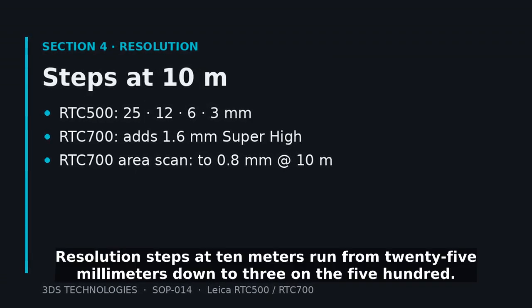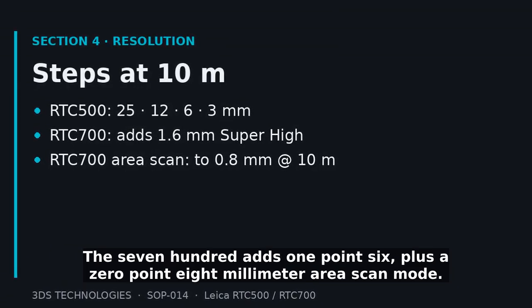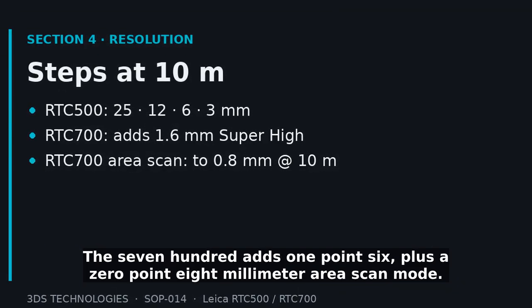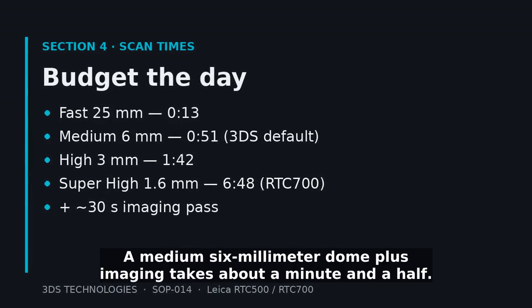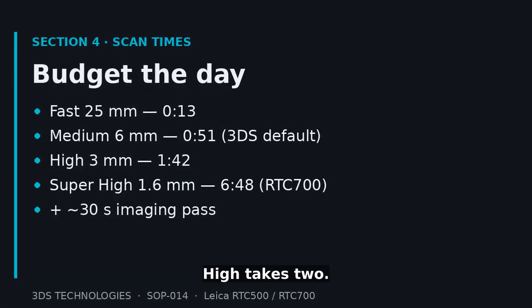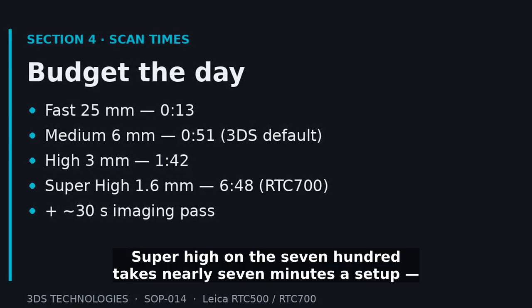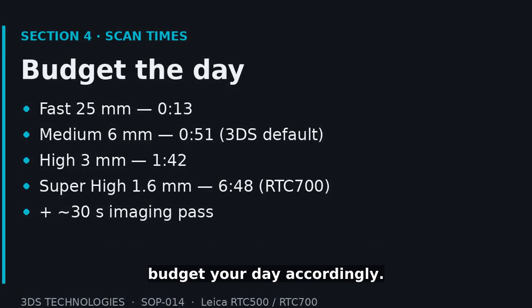Resolution steps at 10 meters run from 25 millimeters down to 3 on the 500. The 700 adds 1.6 plus a 0.8 millimeter area scan mode. A medium 6 millimeter dome plus imaging takes about a minute and a half. High takes 2. Super high on the 700 takes nearly 7 minutes a setup. Budget your day accordingly.